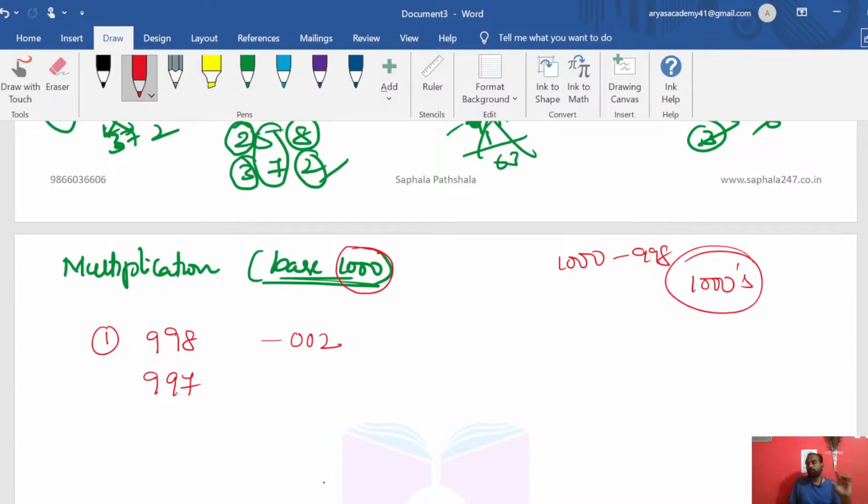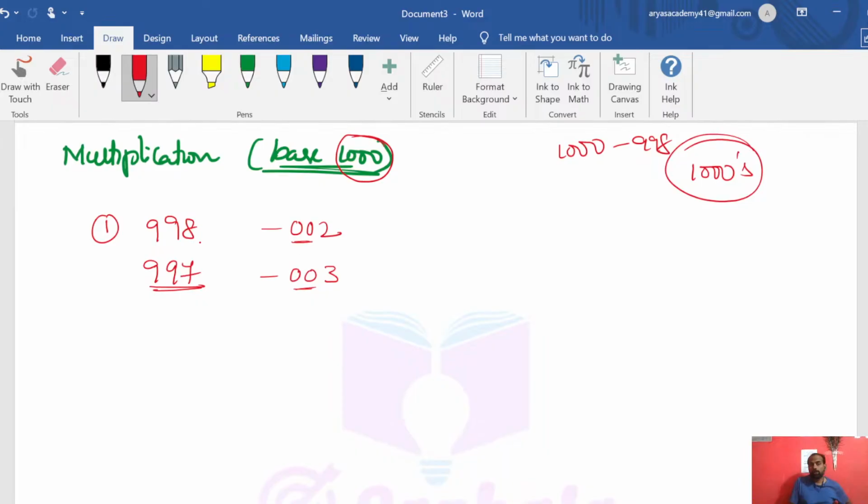To make it clear, these numbers are in thousands. I'm just writing it as 002. 997. 1000 minus 997, it is minus 3. 997 is less than 1000 by how much? 3. That is why I wrote minus 3. But I am just adding two zeros to make sure that the numbers are in thousands. That's it. That's the only purpose. Okay.